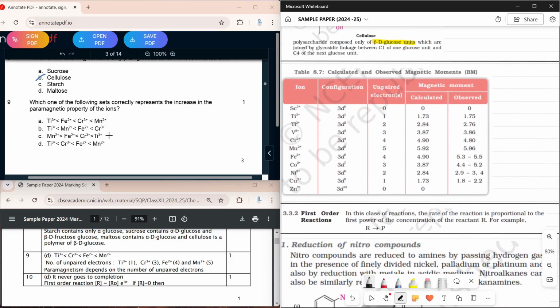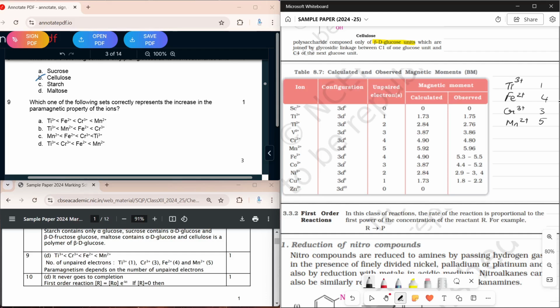So we're talking specifically about 4 of them, the ones that we care about for this question: titanium, Ti3 plus, the titanium ion, and then you have Fe2 plus, Cr3 plus, and you have Mn2 plus, right? Now we need to figure out the order of the paramagnetic property. Basically, if you notice, there is a difference in the number of unpaired electrons between all of these. So the number of unpaired electrons for Ti3 plus is 1. Number of unpaired electrons for Fe2 plus is 4. And then you have 3 electrons for Cr3 plus and 5 electrons for Mn2 plus.